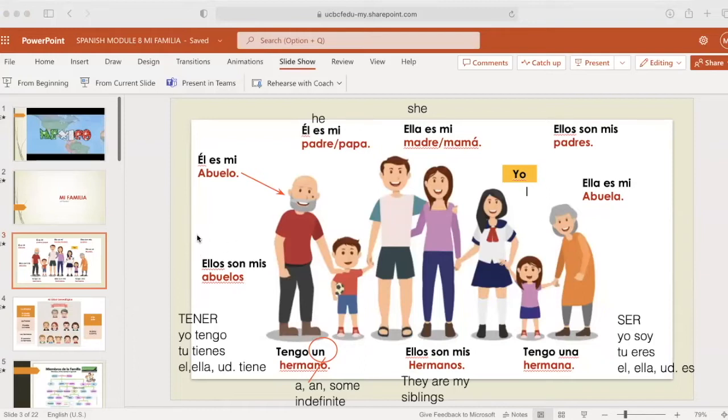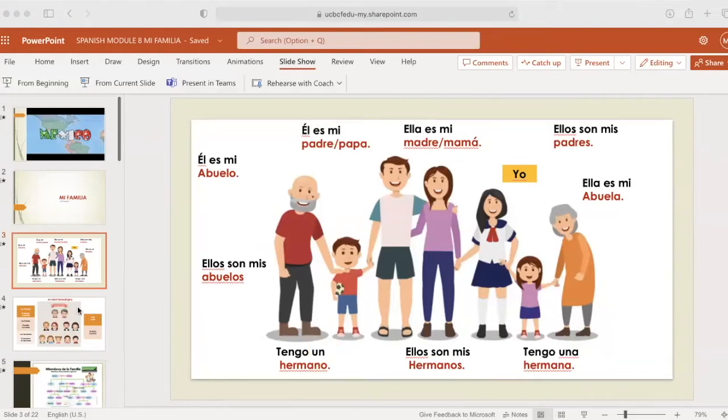And ellos son mis abuelos is, they are my grandparents. Okay. I hope you understood this concept, no? This use of pronouns and the family terms. Are we clear on this slide? Yes? Moving on. Okay. Any questions so far? Wala, right?